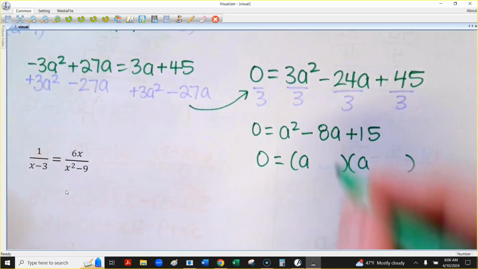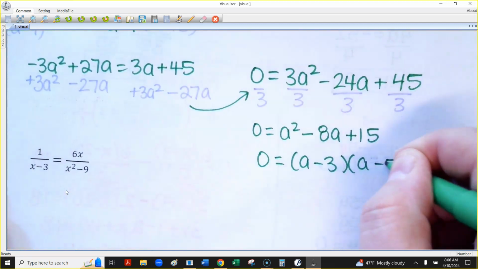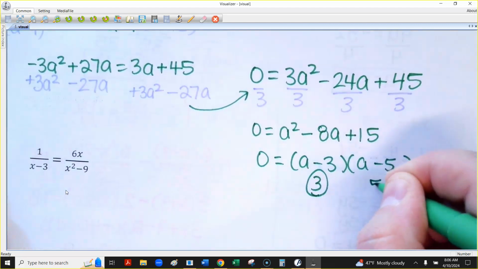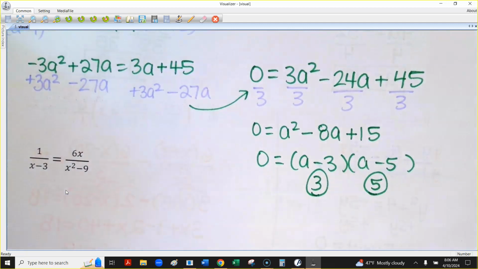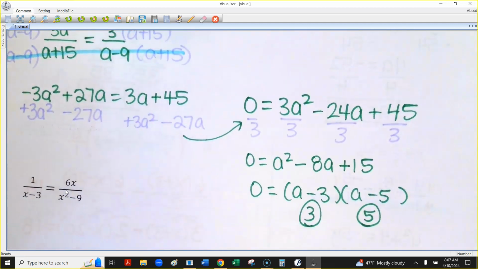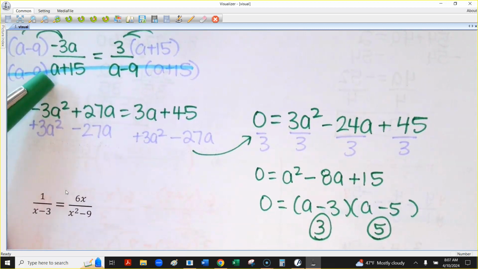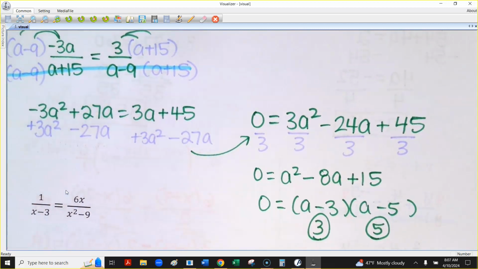Yes, ma'am. Negative 3, negative 5. Now, our actual answers then would be positive 3 and positive 5. And then just real quick check, the only two numbers that would cause you a problem in that original equation would be if we had gotten negative 15 or positive 9, which we did not, so both of those answers work.